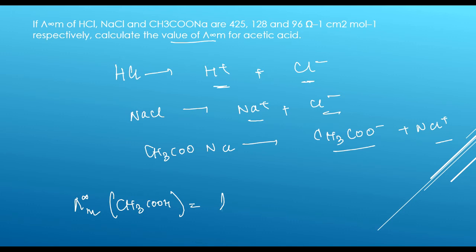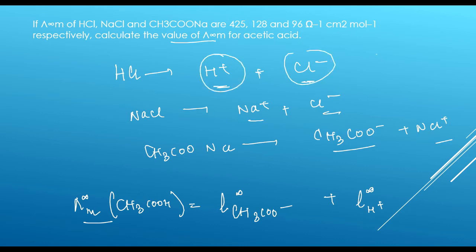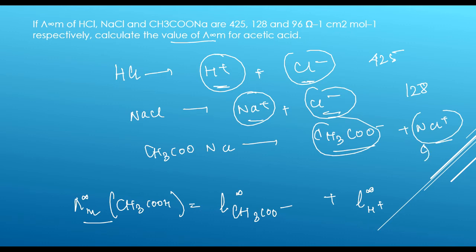That will dissociate into ions. According to Kohlrausch's law at infinite dilution, the molar conductance is the summation of its ionic conductances, that is CH3COO minus plus H plus. Here the value for HCl is 425, for sodium chloride 128, and for sodium acetate 96. So we need the acetate, so we add 96.